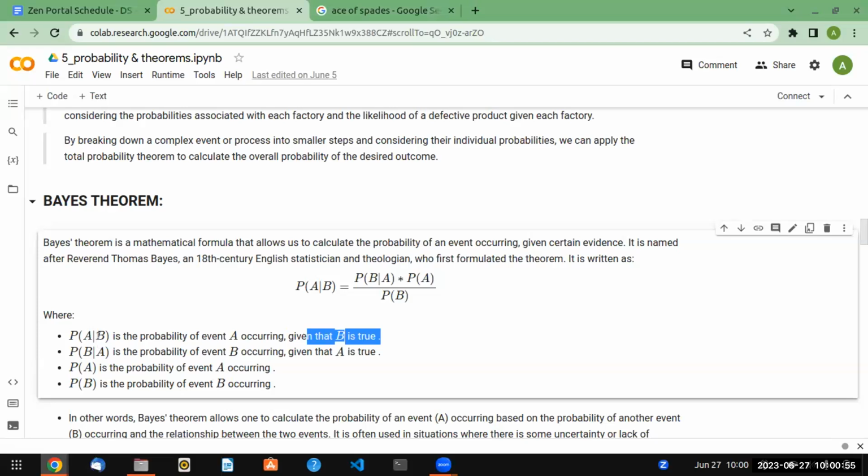So what is the right side of this pipe symbol? That is the evidence, or what has already happened. Always think like this. And the left side of the pipe is the probability you are calculating. So probability of A given B means you are calculating the probability of A given B has already happened. Making sense? Yes, sir.